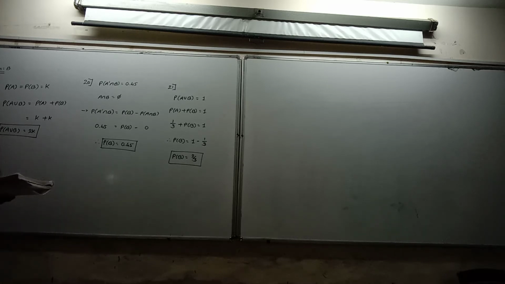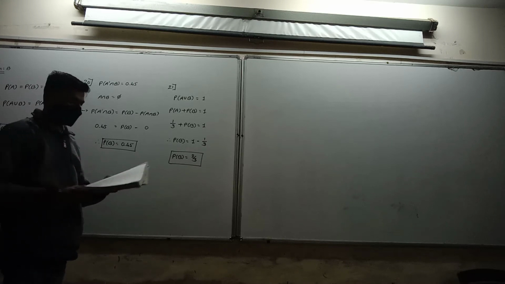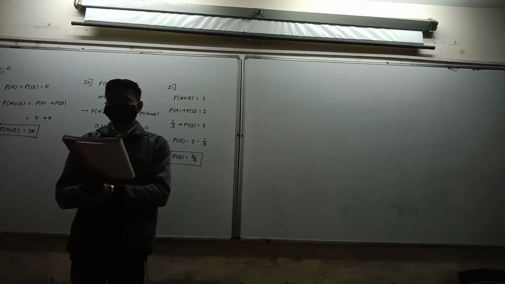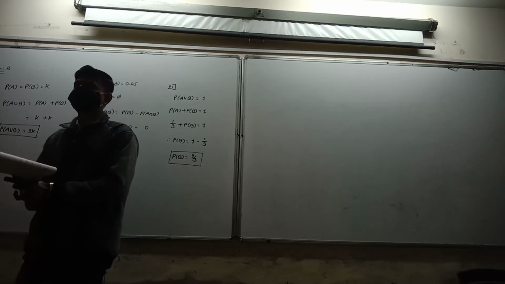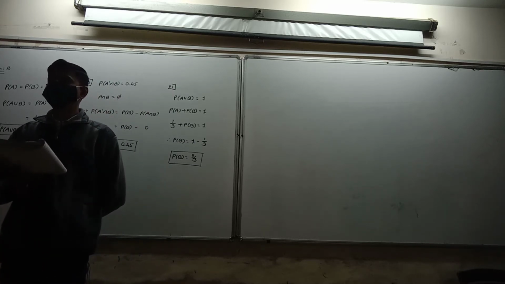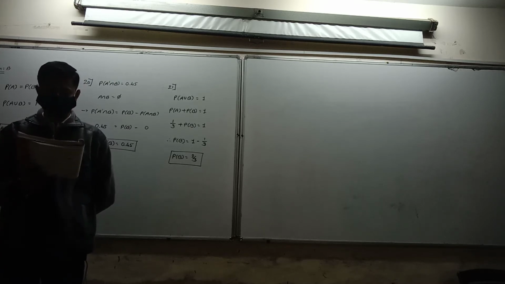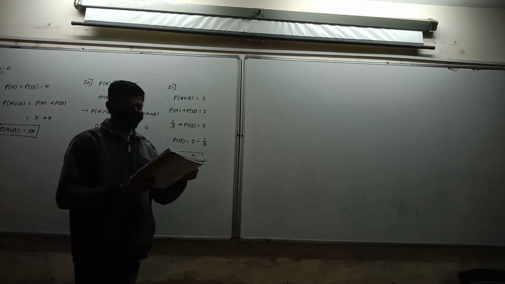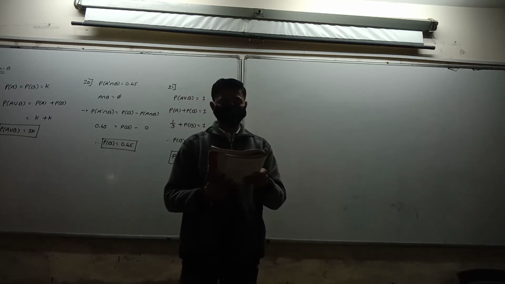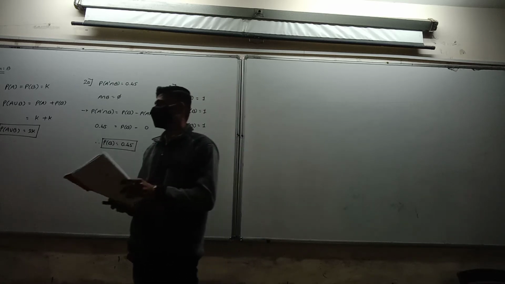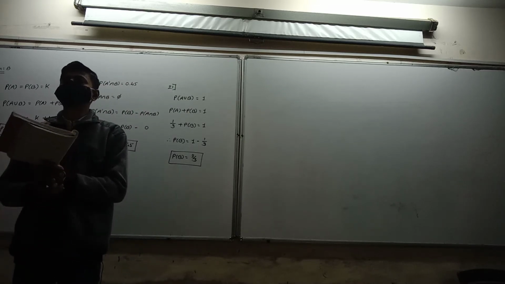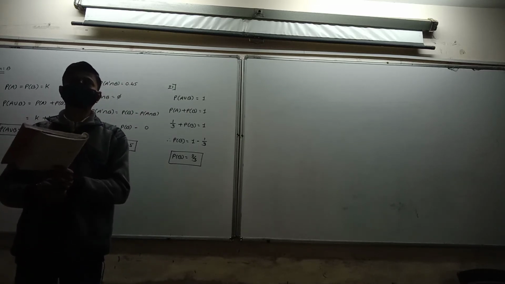Next, question number 22. 2% of items in a lot are defective. It means the rest, 98%, are non-defective. What is the probability that an item randomly selected from this lot is non-defective? So when will it be non-defective? Only when an item is randomly selected from the 98%, then it will be non-defective.